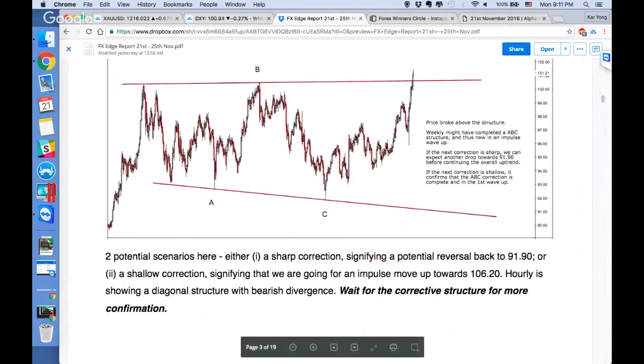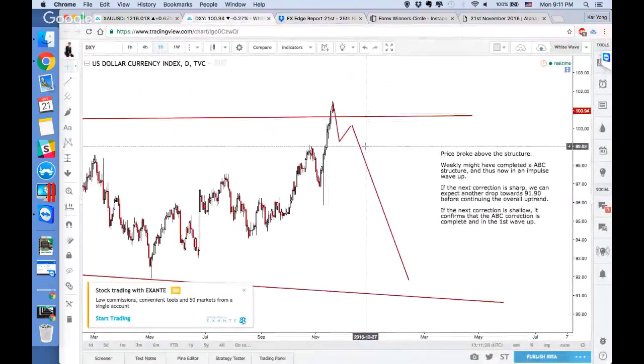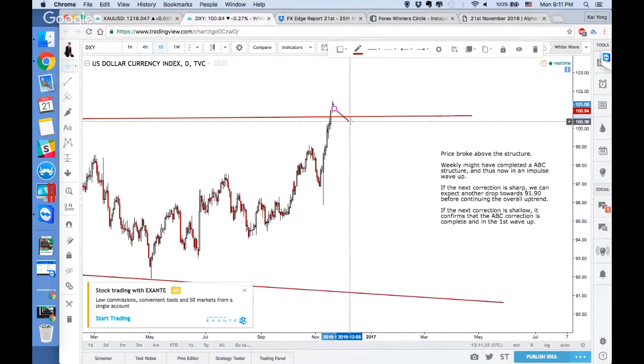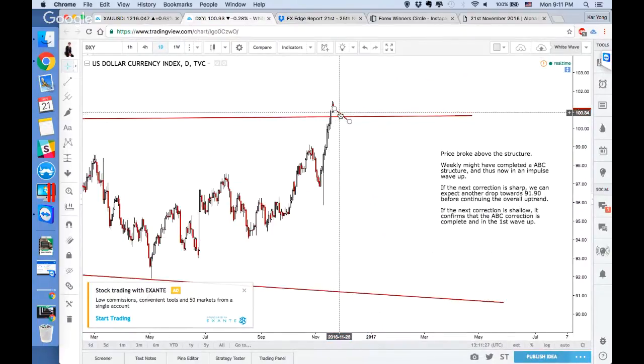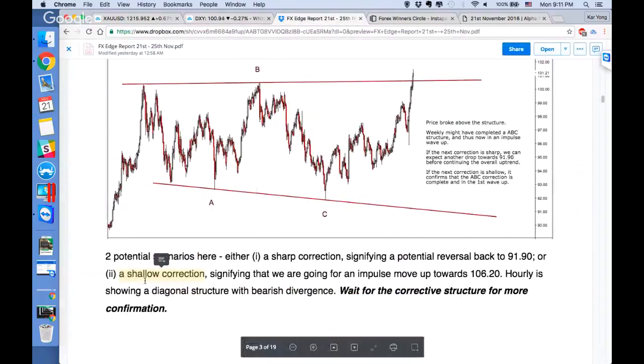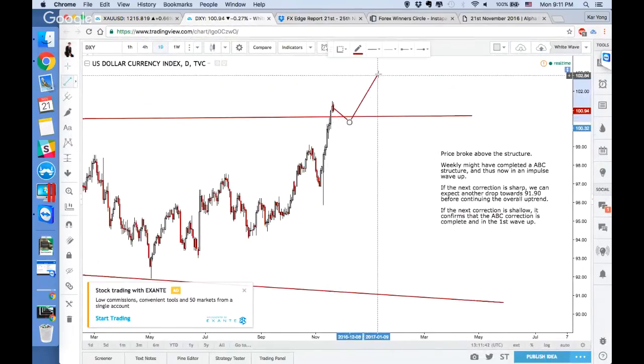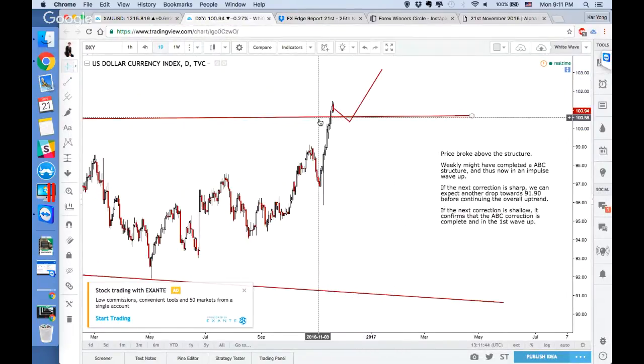Second scenario over here is a shallow correction. What I mean by shallow correction is this. It corrects very shallowly, based on the angle. That means it goes down a bit. This is what I meant by shallow correction. It's signifying that we are going for an up impulse move towards 106.20. So if price does this, you are going to expect price to go higher after that. So this is the key.